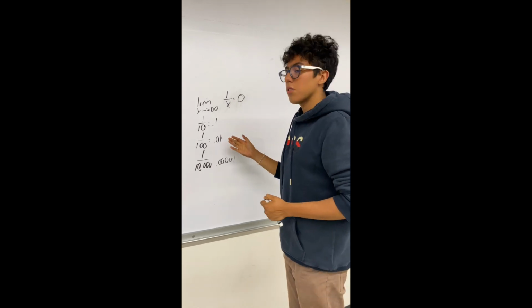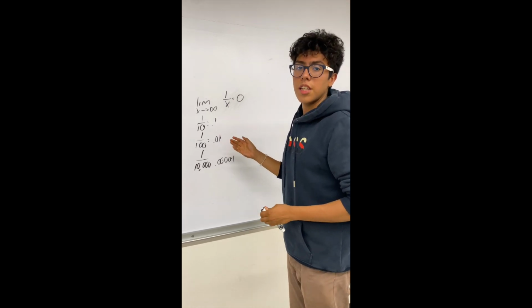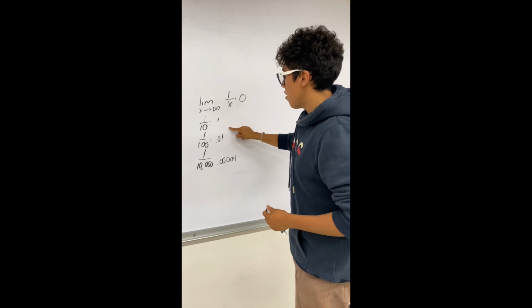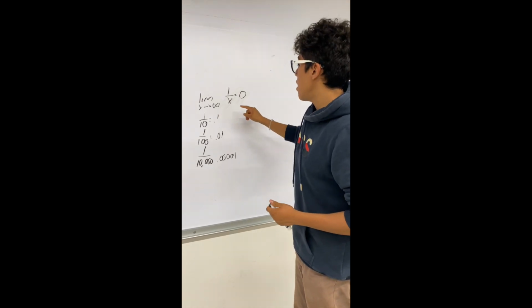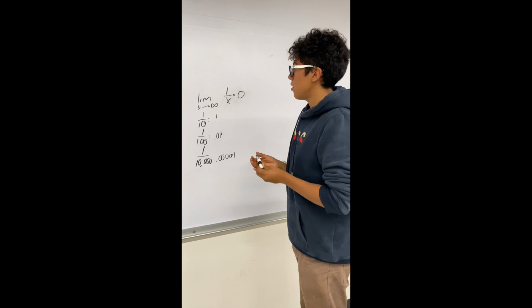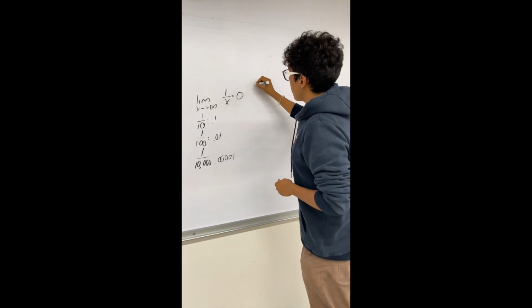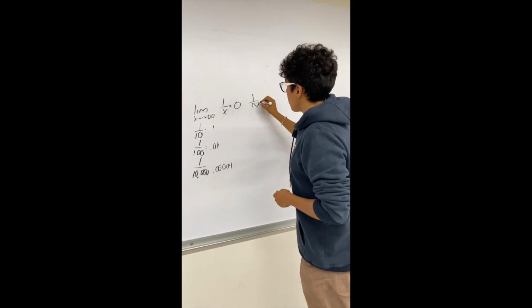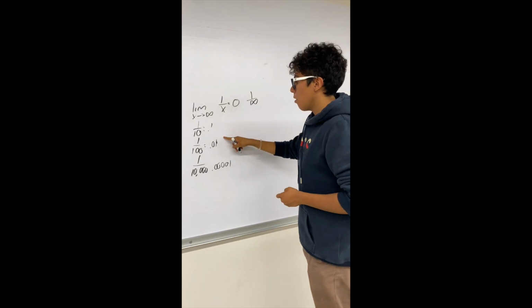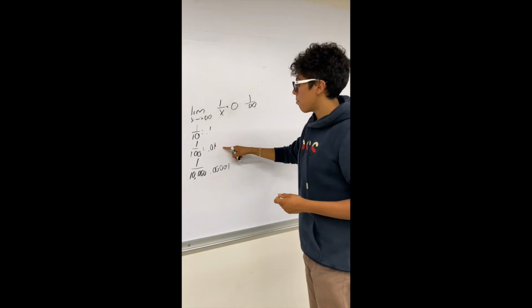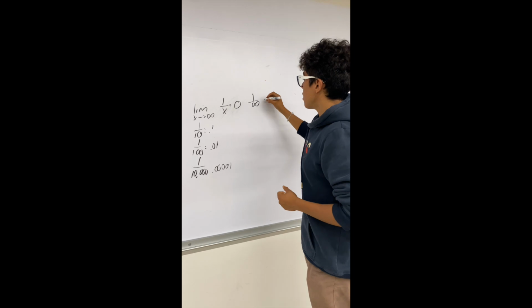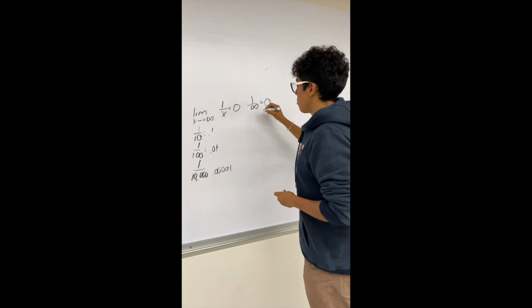These values follow a pattern which is approaching 0. So if we happen to have this equation, it would be represented as 1 over infinity. And as we saw, all of these values approach 0, so in this case, it will also approach 0.